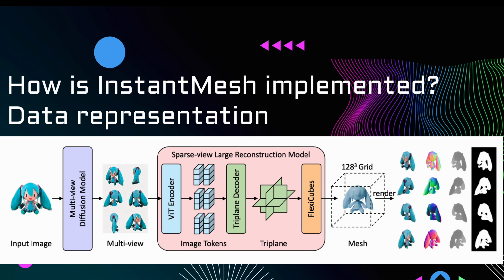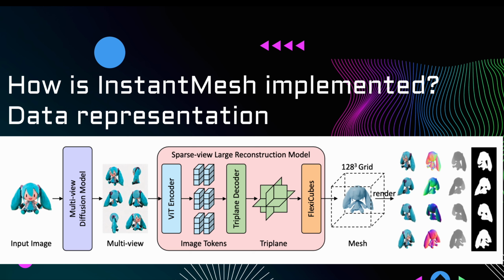Given an input image, InstantMesh first utilizes a multi-view diffusion model to synthesize novel views at fixed camera poses. These generated images are then fed into a transformer-based sparse view large reconstruction model to reconstruct a high-quality 3D mesh. The whole image-to-3D generation process takes only around 10 seconds.